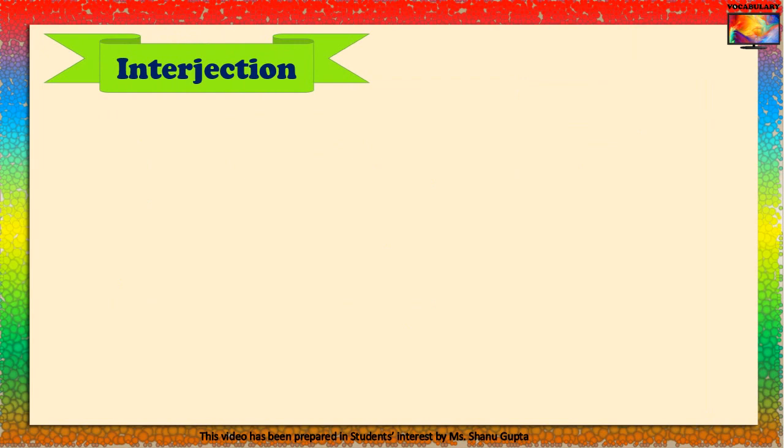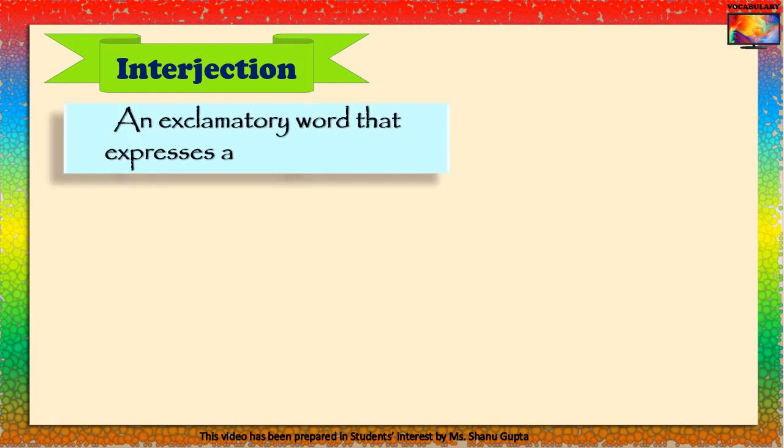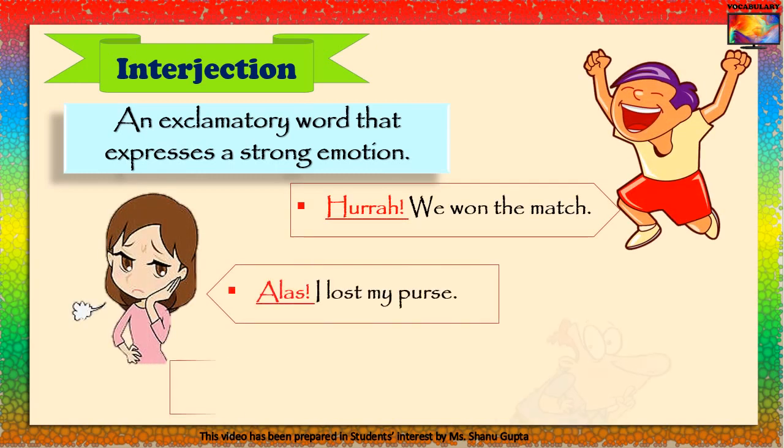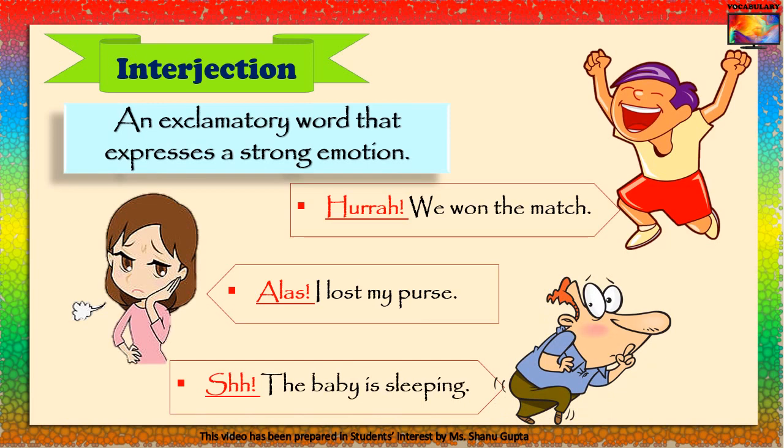And finally, the eighth part of speech is called interjection. It is also known as exclamation. An interjection is a word or phrase that expresses a strong emotion, such as surprise, pleasure, or anger. Interjections often stand on their own, and in writing, they are usually followed by an exclamation mark rather than a full stop. Words like "hurrah," "alas," and "shh" are interjections. Frankly, that's pretty much all you need to know about this part of speech.